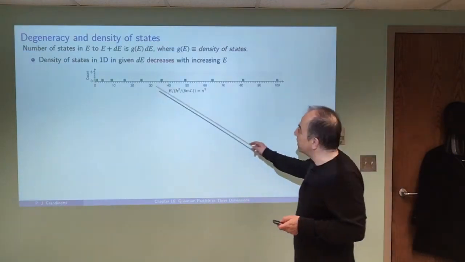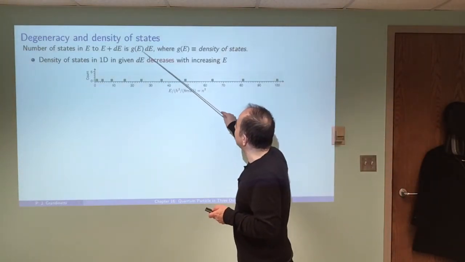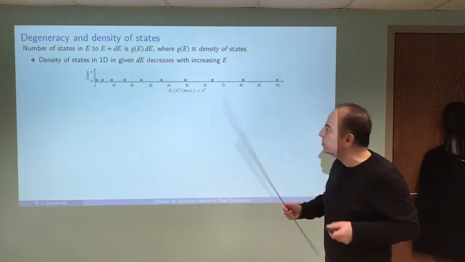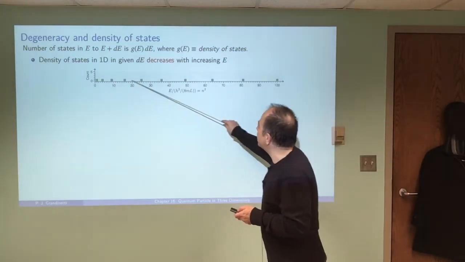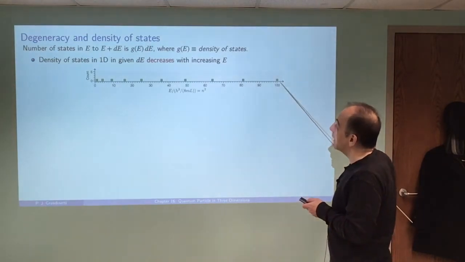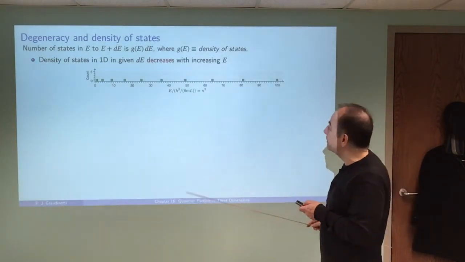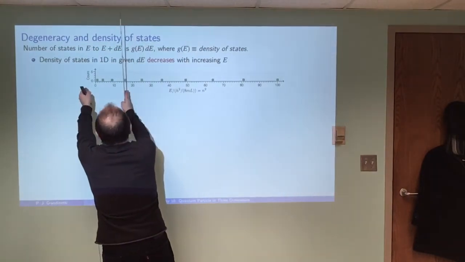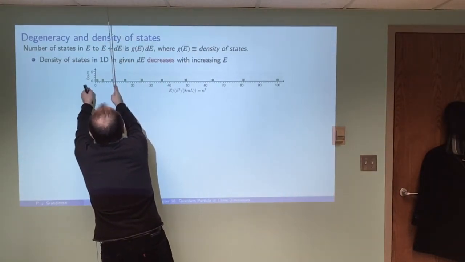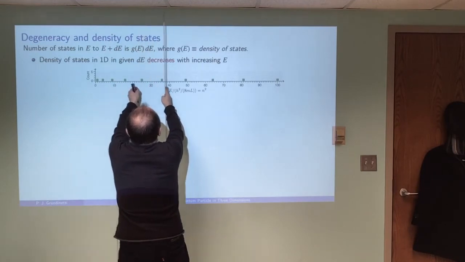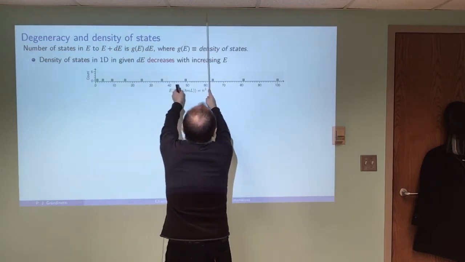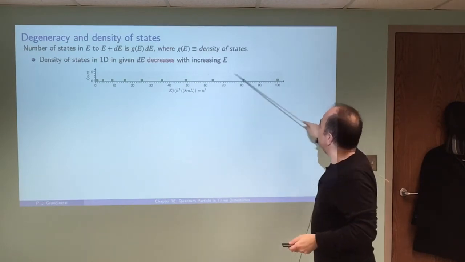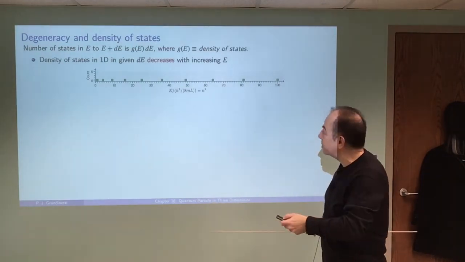In other words, the degeneracy of the states, the number of states in a given window of energy, is going to decrease as we increase energy in the 1D case. So if I look at a window here, I can see in this window I have 3 states. I move over, now I have only 2 states. The same window, only 1 state. And soon over here, I have 0 states in the same window. So it's decreasing as we increase the energy.